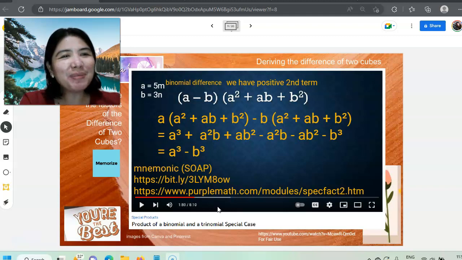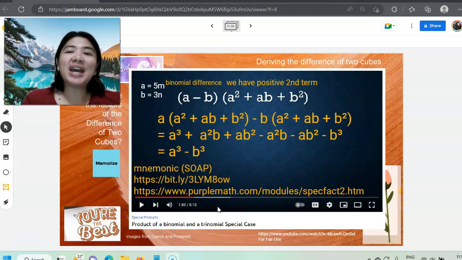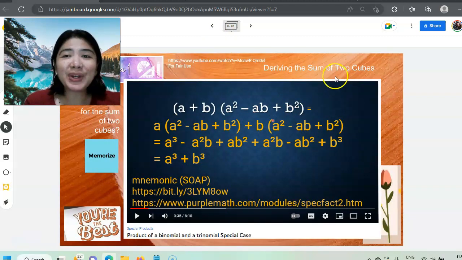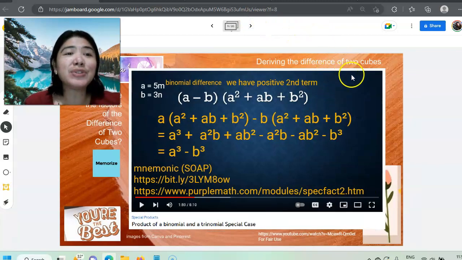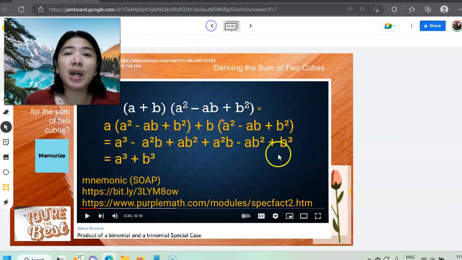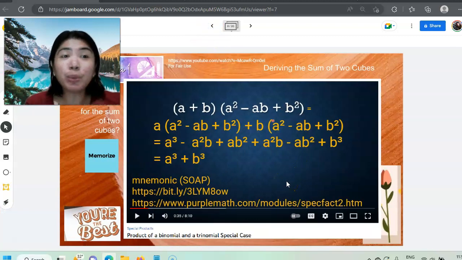This is your tutor man, and in this video lesson we'll be talking about two special products. We have the sum of two cubes and we have the difference of two cubes. So we will have two parts for this video lesson. We will talk about the memory aid or the mnemonic to differentiate the factors of the sum of two cubes from the factors of the difference of two cubes, and the second part will be the derivation.